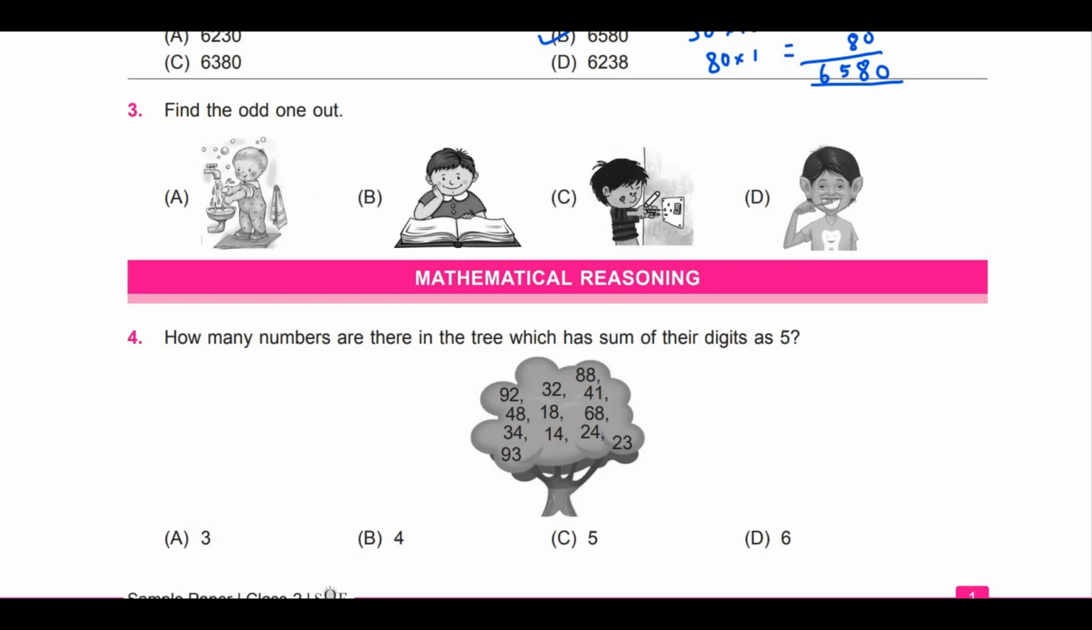Here these are all activities which you can do. A is a correct activity, washing hands. B is studying, the right activity. D is brushing the teeth, which is also the correct activity.